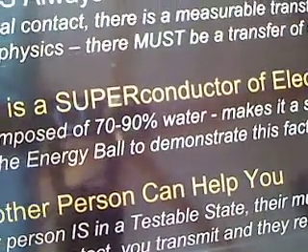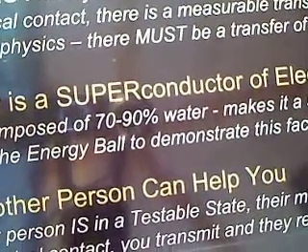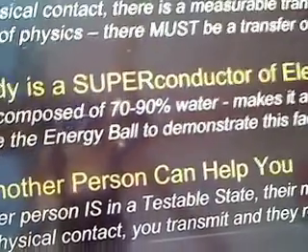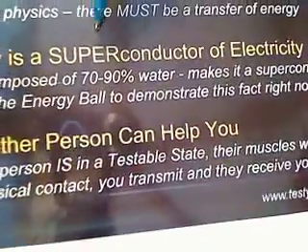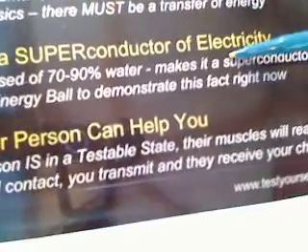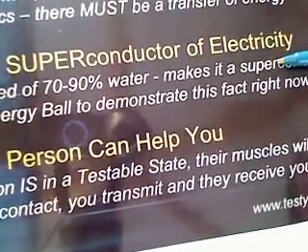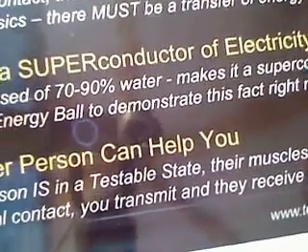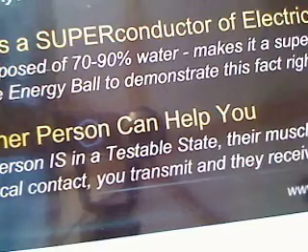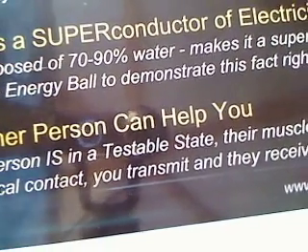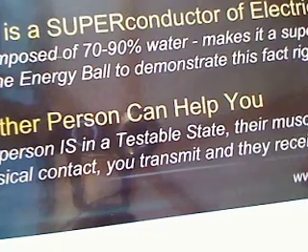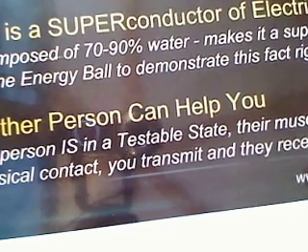In fact, there can't not be a transfer of energy according to the laws of physics. Now, the body is a superconductor of this electricity because it's composed of what? Water, up to 70 to 90%, and that makes it a superconductor, not just a conductor, but it actually amplifies it. And so what we're going to do right now is use the energy ball to demonstrate this fact.